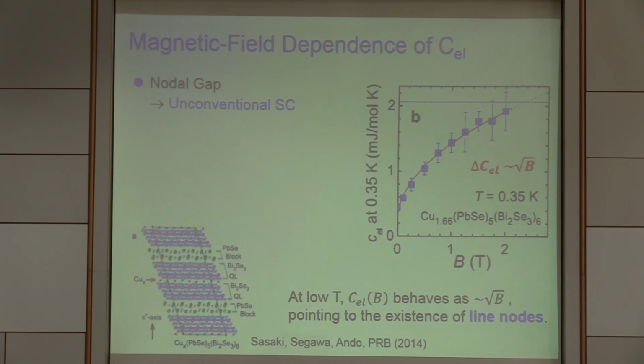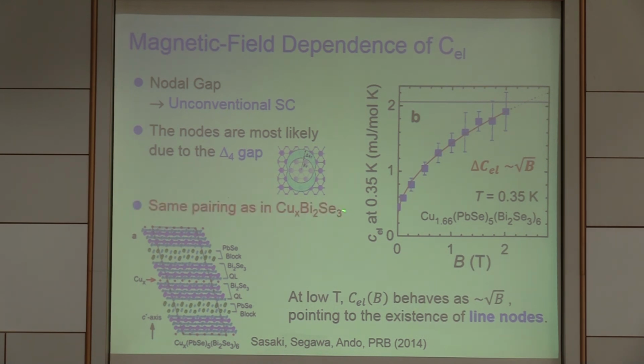And so the specific heat data of this related material, a heterostructure including bismuth selenide layers, shows quite unusual nodal gap superconductivity. And if we remember that this Delta 4 gap has this nodal structure, our data actually is consistent with the observation in copper-doped bismuth selenide.